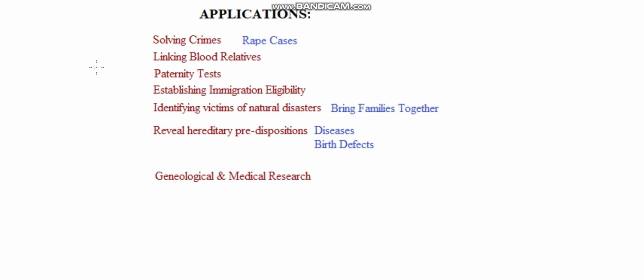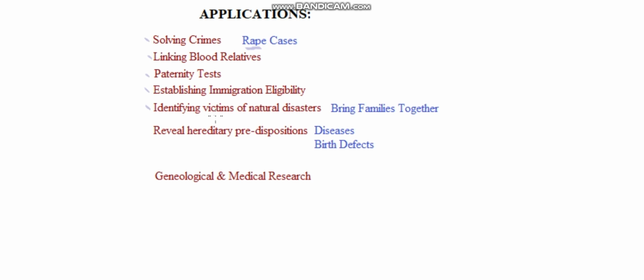Now let's have a look at the applications or the uses of the procedure. DNA profiling is important in solving crimes such as rape cases. It can help to link blood relatives and confirm their relations. It is also useful in paternity testing and to establish immigration eligibility.